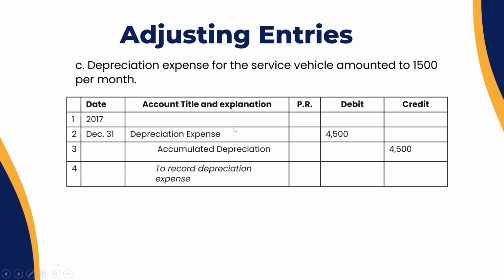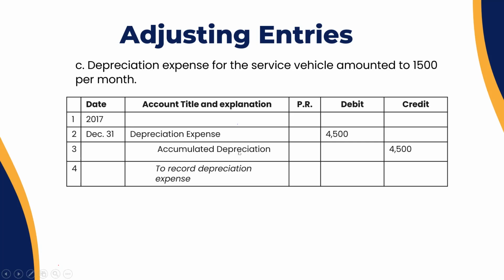Bakit siya naging 4,500? Again, October natin siya binili. Okay? Today is December. So, October, November, December. So, times 3. Kasi monthly naman siya. So, 1,500 times 3 is 4,500. So, we have accumulated depreciation. Ang accumulated depreciation, same lang yan sila. Balance yan sila always ni depreciation expense and accumulated depreciation.